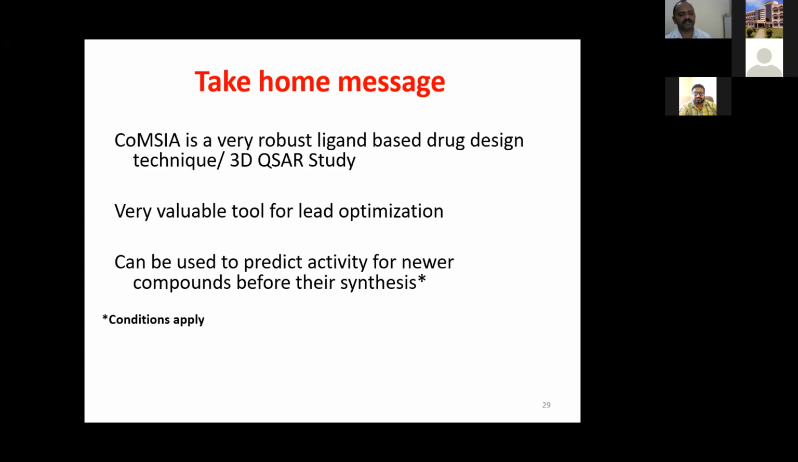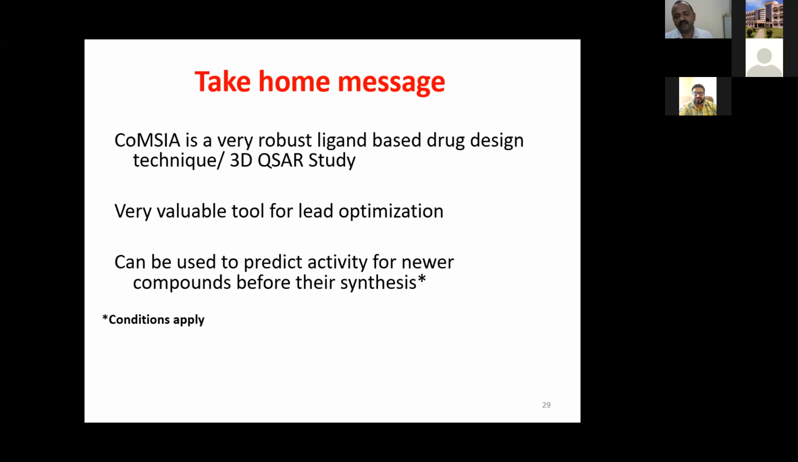You can predict any molecule before its synthesis in the contour maps. But the question is that conditions apply, just like how you see the advertisement with the conditions with the star marks. The condition is that the ligand should contain the same scaffold as that of the ligands already there in the training set of the model development. Then only the predictions will be quite accurate. Otherwise, if the common scaffold is not there, it will not be accurate.